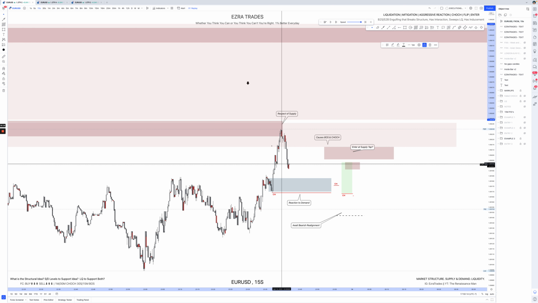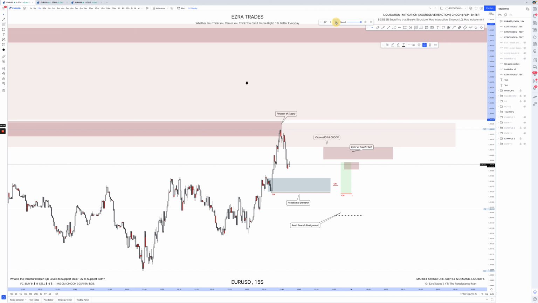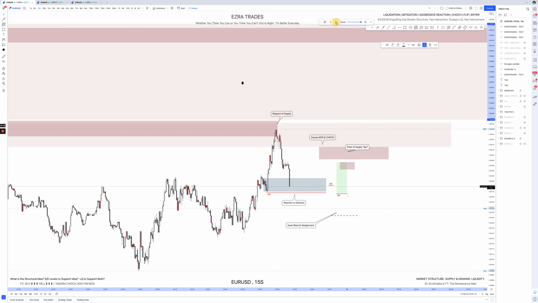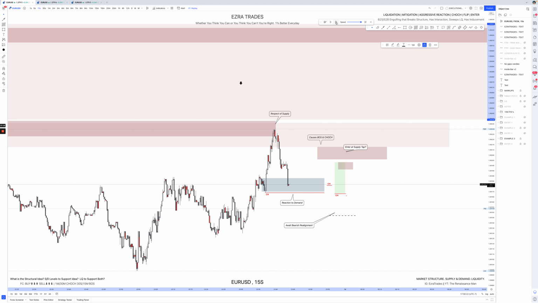This looks like a V-shaped recovery, right? We're coming into demand. We want to see if we get a reaction. All right, perfect. We tapped the demand. Now at the same time, you could react and say, okay, we're going to mark this one because this is demand.